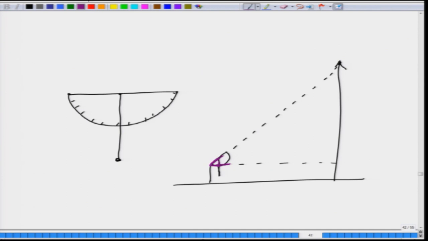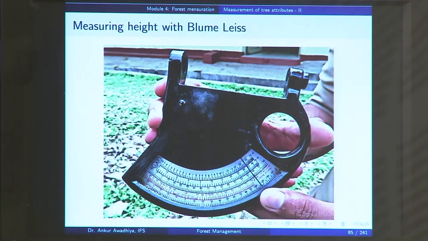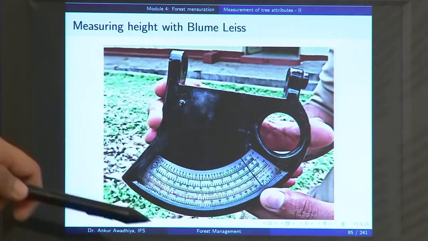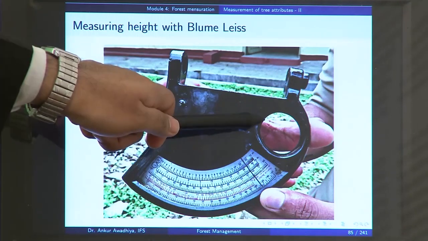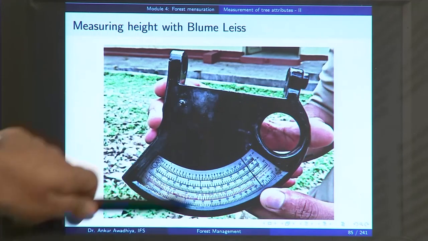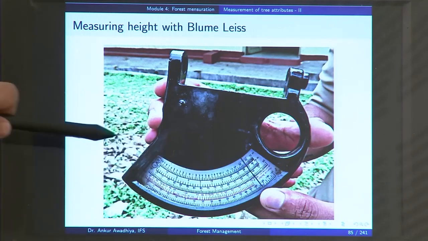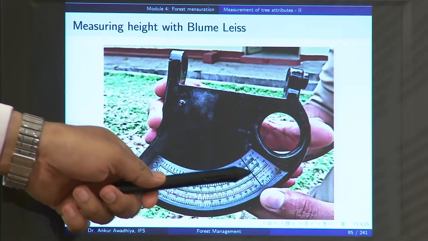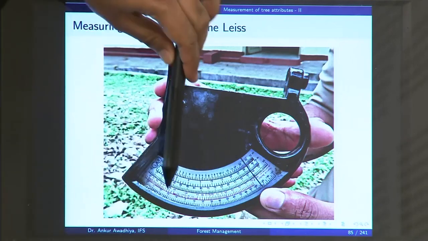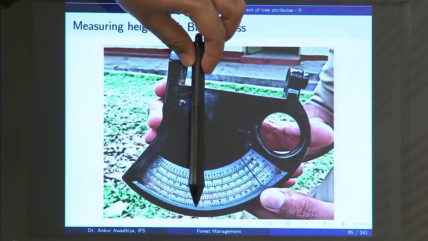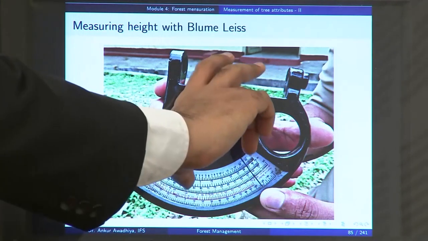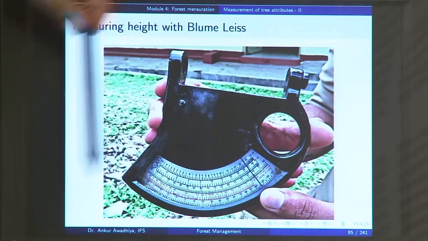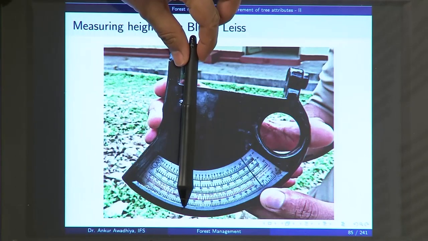But an easier method is making use of a Blume-Leiss. A Blume-Leiss is an instrument in which here you have an eyepiece, here you have the objective, you keep your thumb here, here you have a button, and here you have the scales. What happens in the case of this instrument is that when you release the button, this counter has a weight and it always comes down. So, it will look like this, and no matter how you are tilting this instrument, this pointer will always be down.